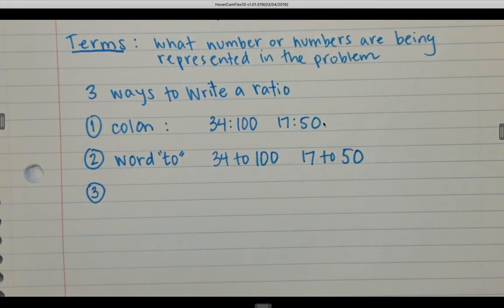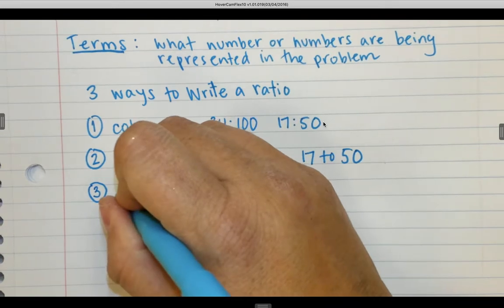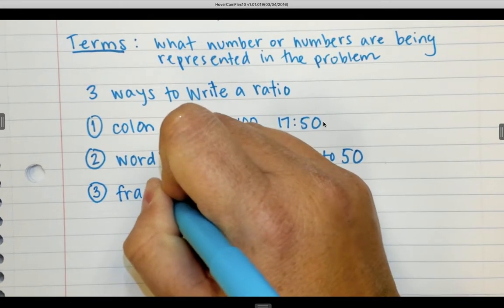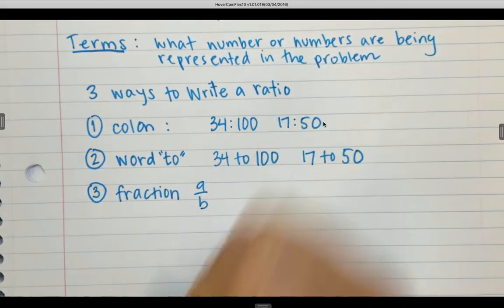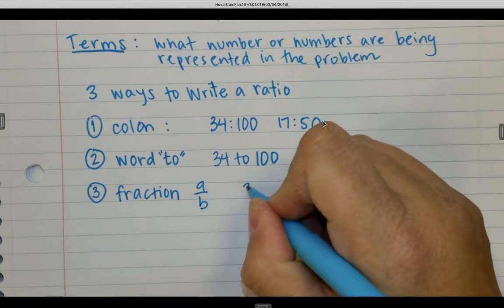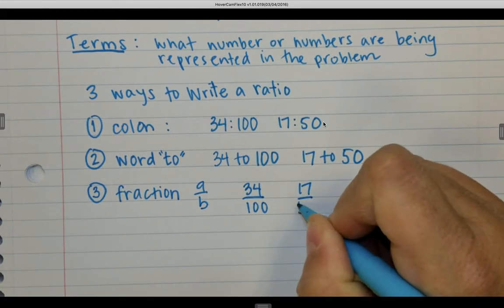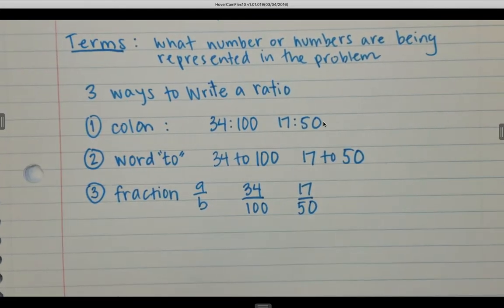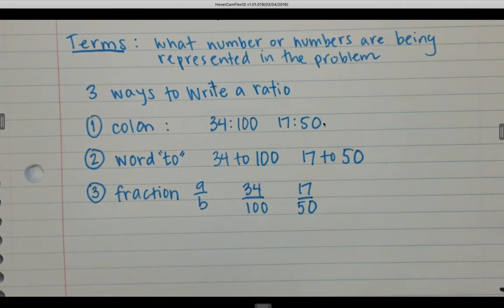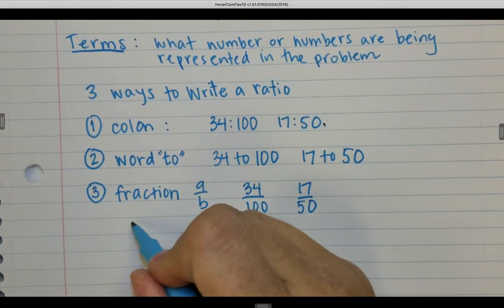The last way, and probably the most common way that you will see a ratio, is in fraction form. Which would be 34 to 100, 17 to 50. And what's especially important is that when you see a ratio written as a fraction, you have to remember it's not a fraction. And that's where it can be a little bit confusing. There are rules for ratios in fraction form, which I'm going to go over.